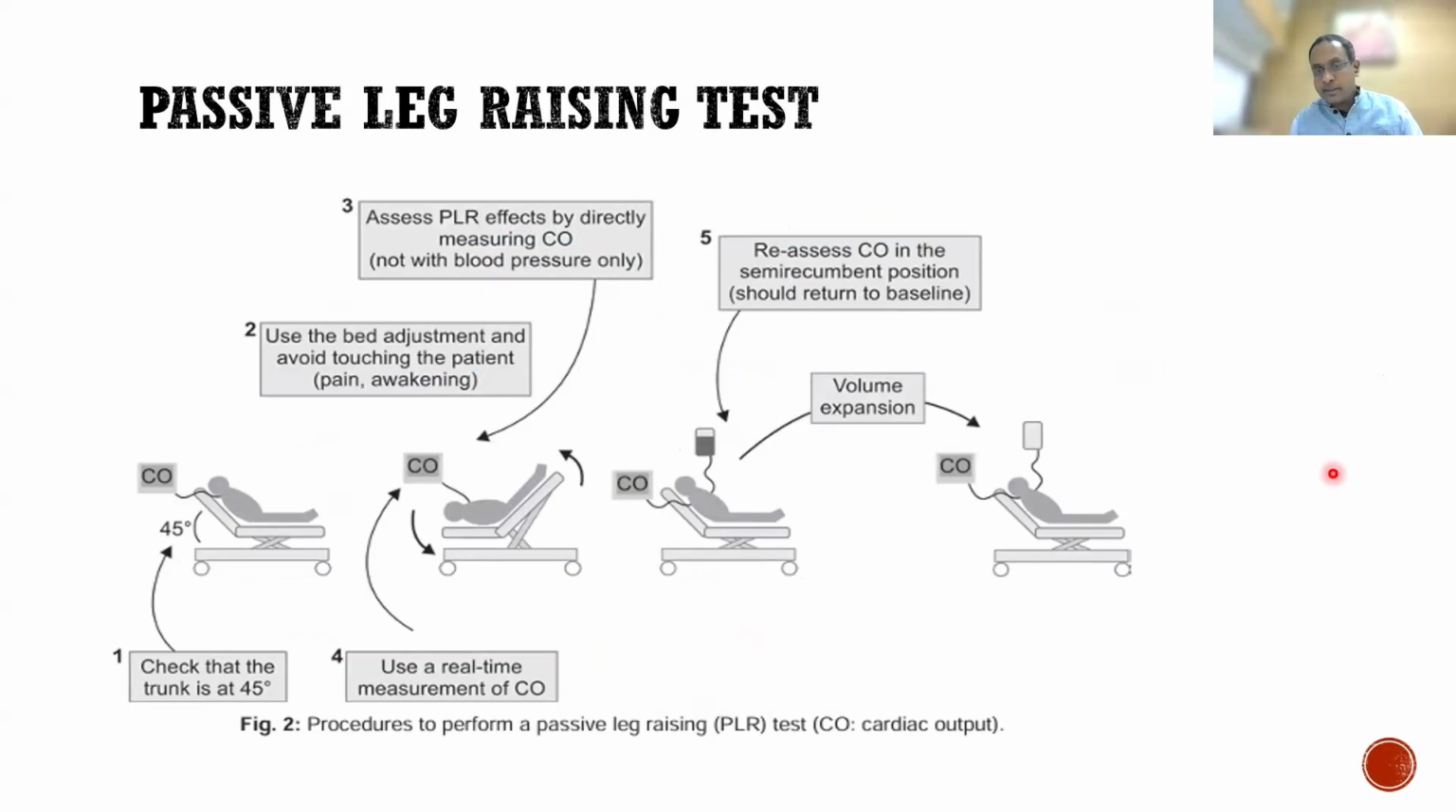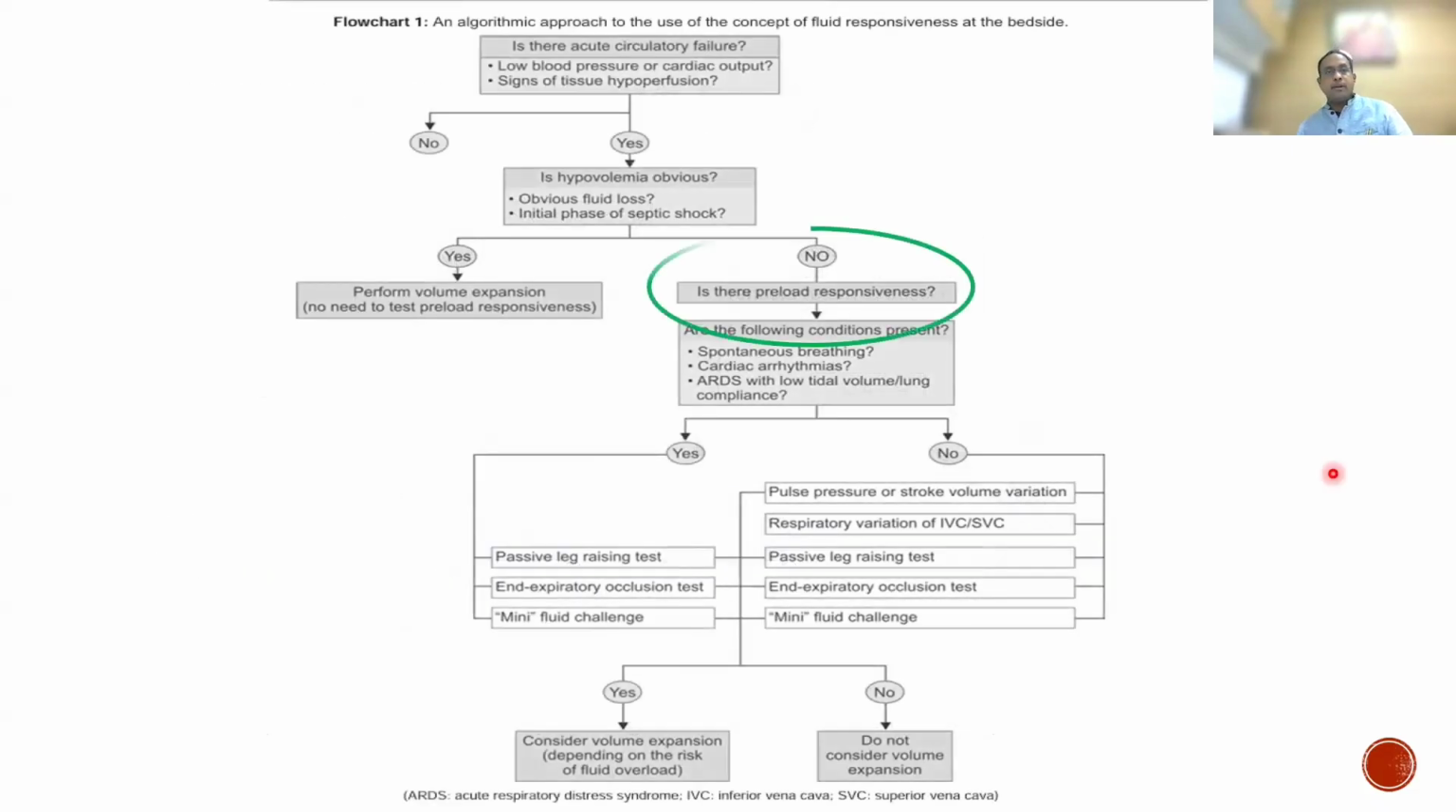And then once the patient returns to baseline, we measure the cardiac output again, and then we remeasure it once the patient is again put into the normal recumbent position, that is 45-degree head up. So the most important thing is when to use this test.